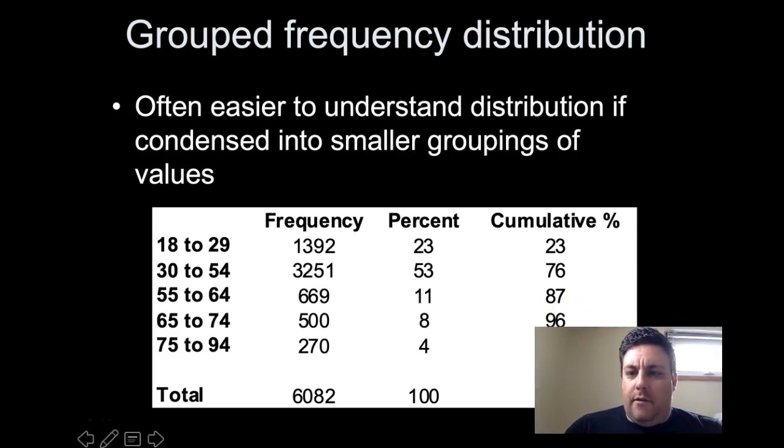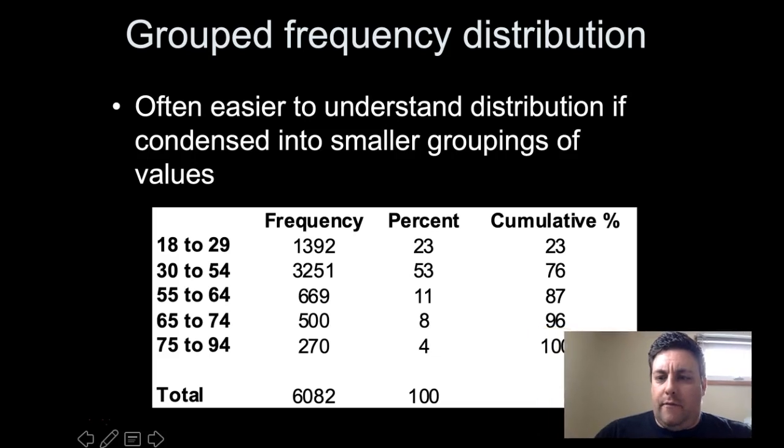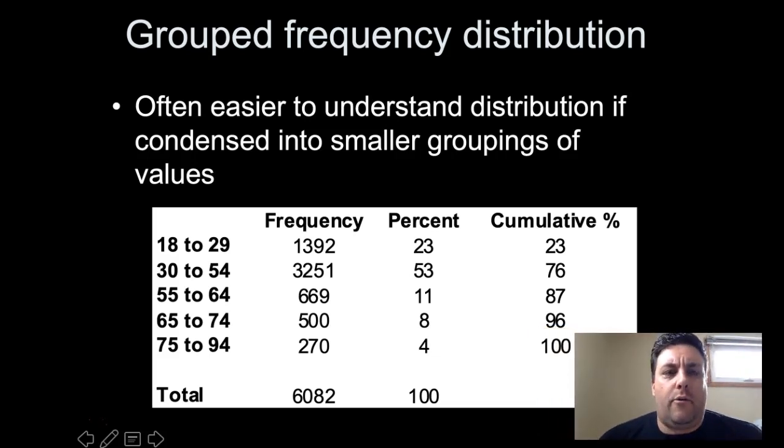So this is a grouped frequency distribution. It's often a little bit easier to understand if we condense scale variables or linear variables or ratio variables into different categories. So, for example, we might take age and divide it into the categories I've listed here. These are pretty arbitrary, but 18 to 29, right? 30 to 54, 55 to 64, 65 to 74, 75 to 94.